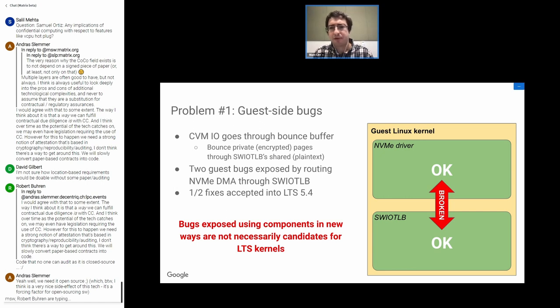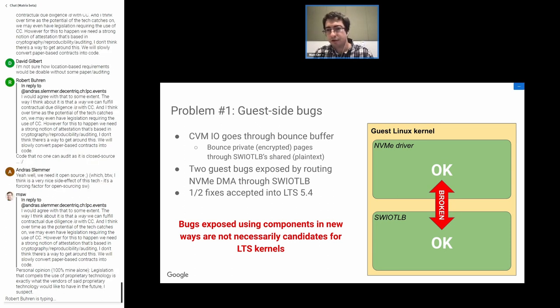At least my assumption was, oh, we have these long-term stable kernels. It turns out most guest distros don't base their kernels off LTS, but I assume most guest distros watch what goes into LTS because they want to pick up security and bug fixes. So my assumption was, we'll send the fix to the community, they'll take it, then we'll mark it for stable, it will go to a stable kernel, and then the distros will pick it up.